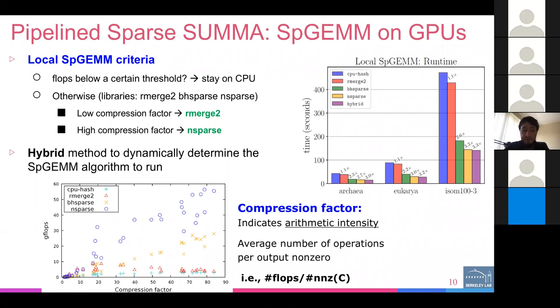According to the compression factor, the performance can change, and there are different libraries that perform this task on GPUs according to the different data structures they use. Some data structures are better suited to multiplications with a high compression factor, and some of them are suited to multiplication with a low compression factor. The hybrid method here dynamically determines the multiplication algorithm, and it is able to achieve a 3-point-twist speedup compared to the CPU-only version.